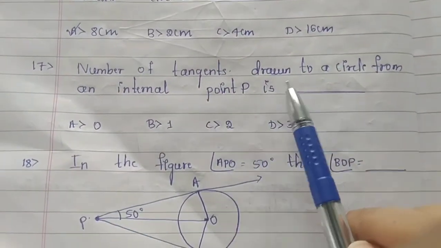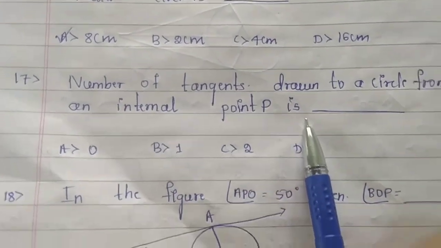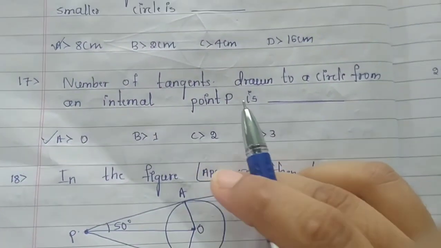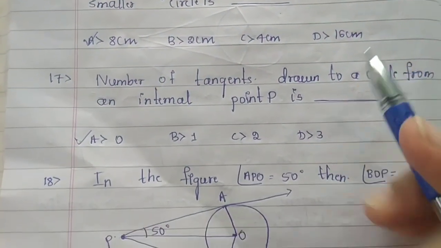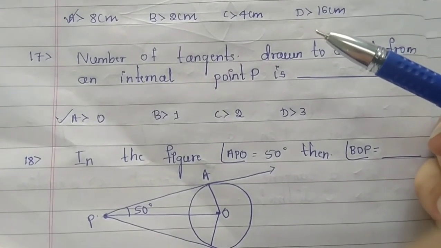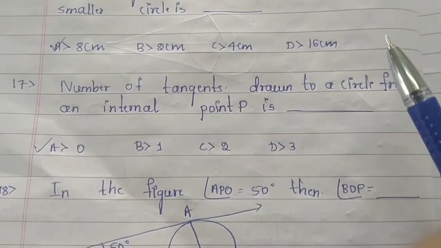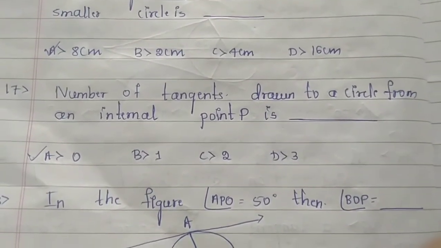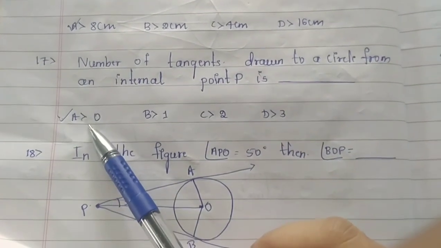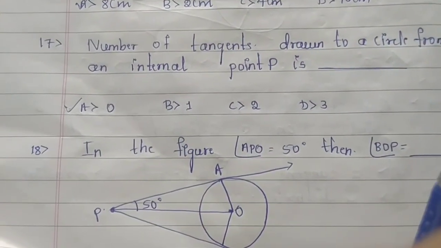Okay, now we'll move on to the next question: the number of tangents drawn to a circle from an internal point P is dash. Here the correct answer is 0, because no tangent can be drawn through a point inside a circle. A tangent is a line that touches the circle at exactly one point, never entering the circle's interior. So the correct answer is option A, that is 0. No tangents can be drawn.